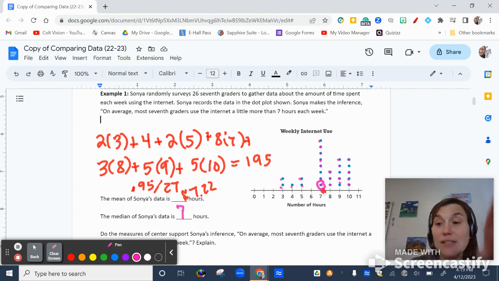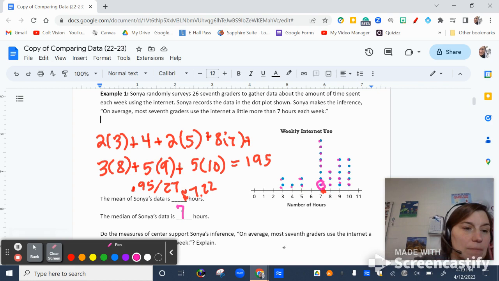So a little more than 7 sounds like she's using the mean. And we found the median to be 7, right? And if you look at the data distribution, the median at 7 is the last 7 in our data set. So I think it's fair to say that she's accurate. So a little more than 7 or 7, we could say 7 hours or a little more than 7. That would be a good inference. They spend about 7 hours.